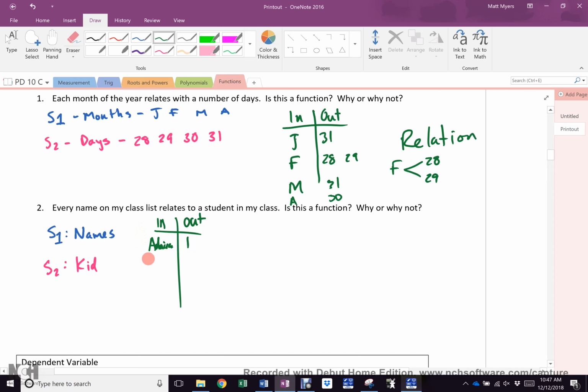If I go by first names in this class, is this a function? Yes, why? No repeated names. If I go by last name in this class, Natasha and Vonnie are both thins, yes? So if I write last name, it could be Natasha or it could be Vonnie. So if I use last name only, is it a relation or a function? Relation. If I use first name only, what is it? Function.